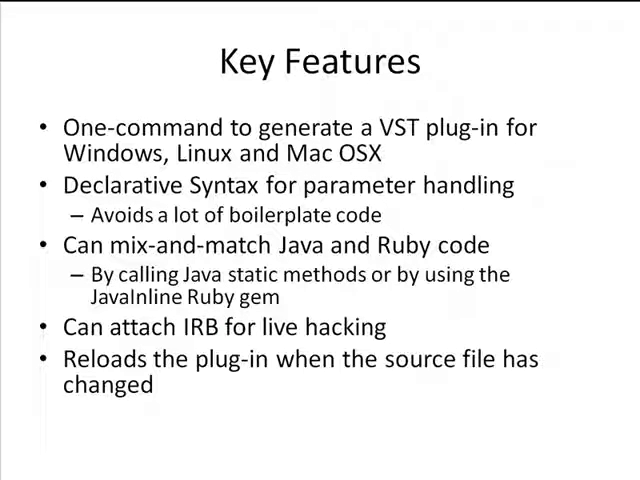Some of the features that we have is, for instance, a one-command Rake task that allows you to generate a VST plugin for all three platforms, Windows, Linux and Mac OSX. We also have a declarative syntax for VST parameter handling, and that avoids a lot of boilerplate code that is usually needed when you develop VST plugins in C++. You can also mix and match Java and Ruby code, either by calling Java static methods or by using the Java inline Ruby gem.